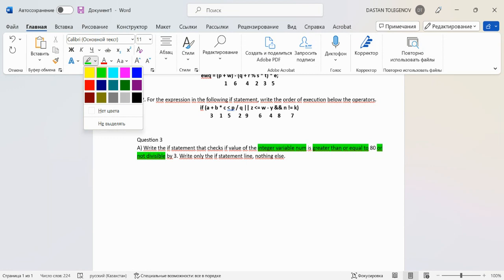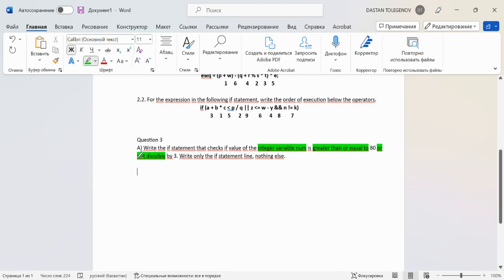So let's write: if num, which is the num variable, greater than or equal to 80, or not divisible. Okay, let's write modulus by 3, not equal to 0.